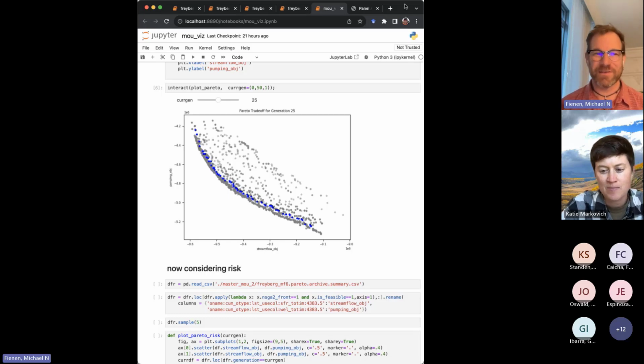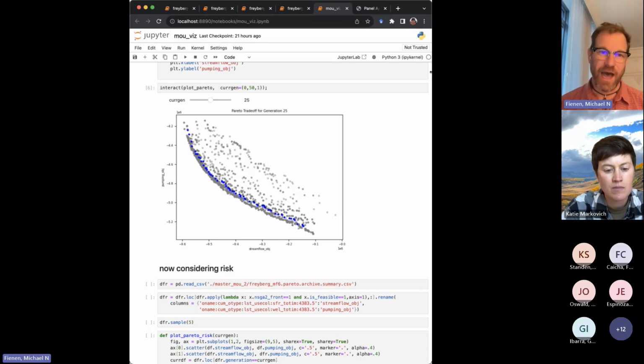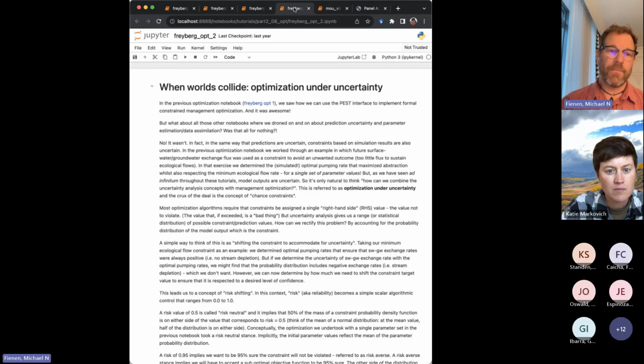If you ran these notebooks, they take basically overnight. They take hours to run. And this is with a really simple model. So you can imagine that with a more complicated model, this takes a lot more time.